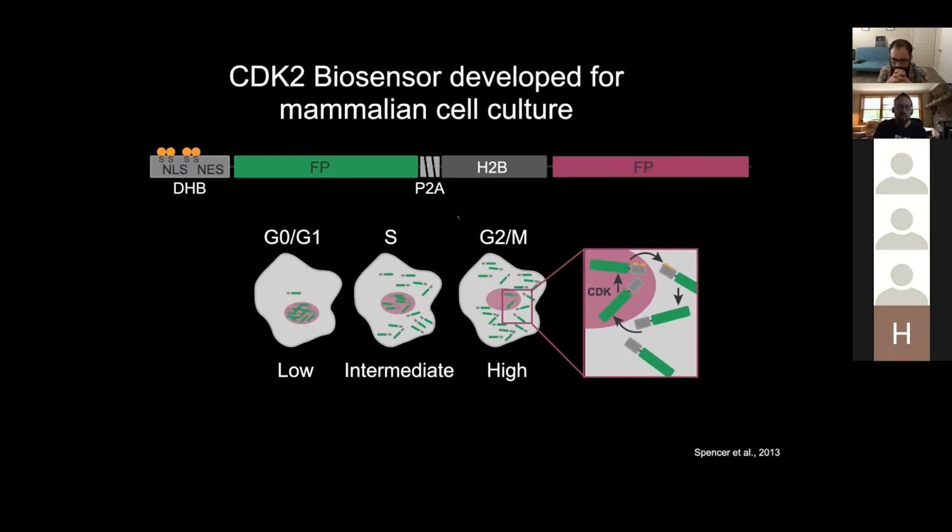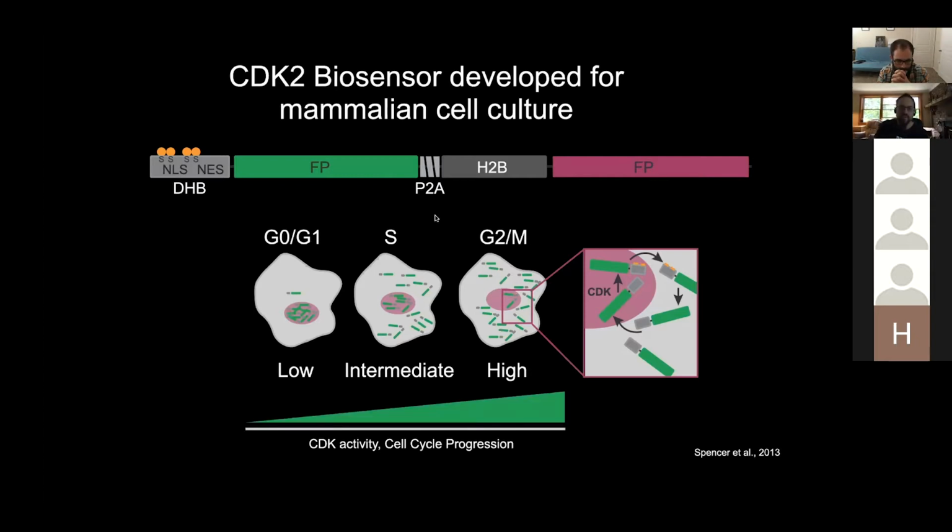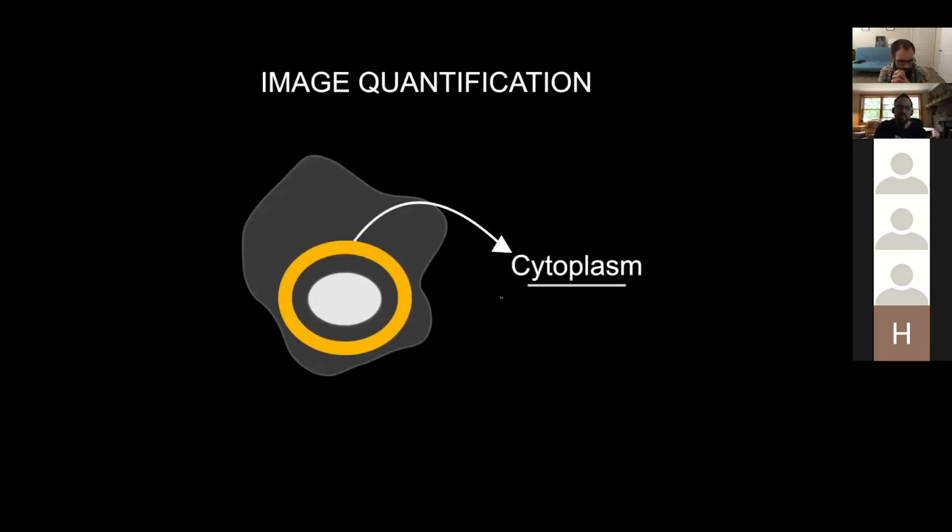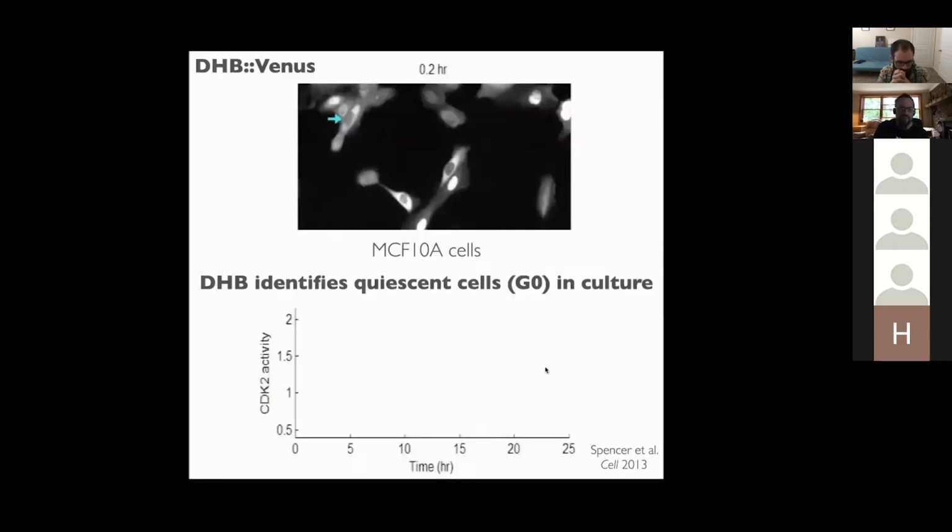And so the way we designed it is that we include a viral peptide to also co-express a nuclear mask under a histone, so we would always know where the nucleus is for quantification. And so the nice thing about this biosensor is that it's ratiometric, so you can quantify in Fiji or ImageJ the amount of signal in the cytoplasm and the amount of signal in the nucleus, and then put a number to cell cycle state.